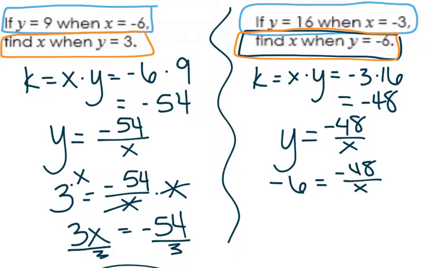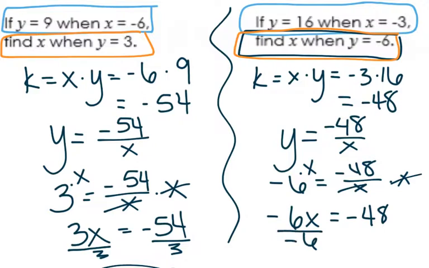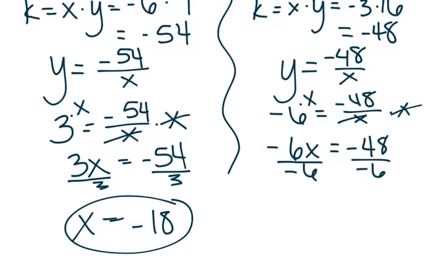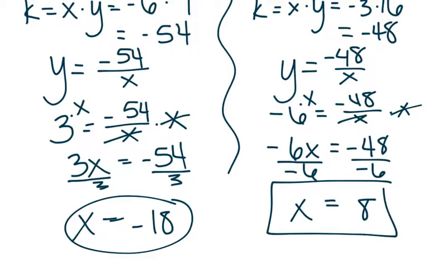Alright, the only thing going on is dividing by x, so I'm going to multiply both sides by x. The left side becomes -6x. The right side, the x's cancel out, you're just left with -48. Last thing I'm going to do is divide by -6. I'm going to move up a little bit. So I get x is equal to 8. Okay.